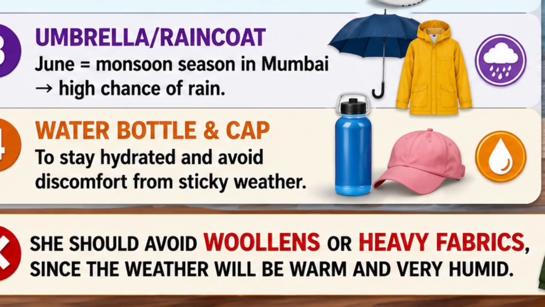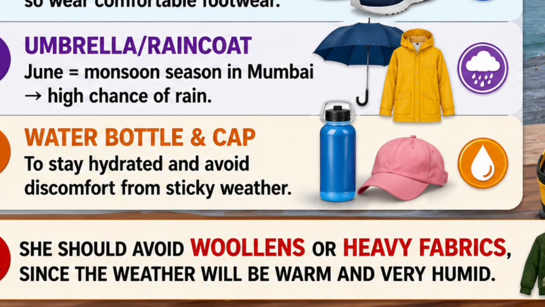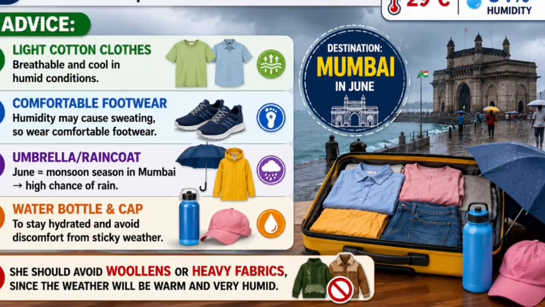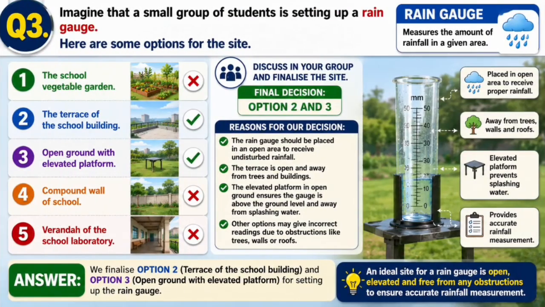She should avoid woolens or heavy fabric since the weather will be warm and very humid. So these are the suggestions for Jyotsna: light cotton clothes, comfortable footwear, umbrella, and carry a bottle and cap. Next is question number 3.